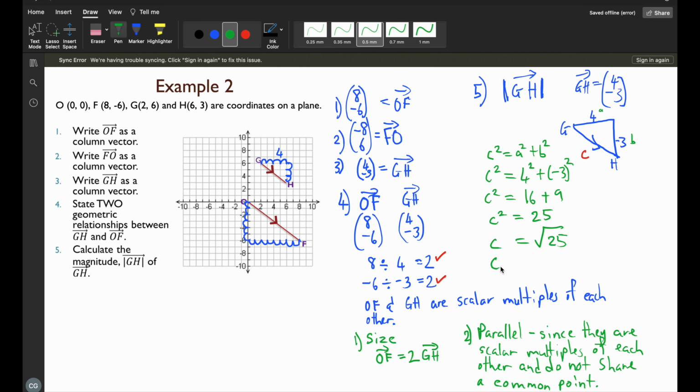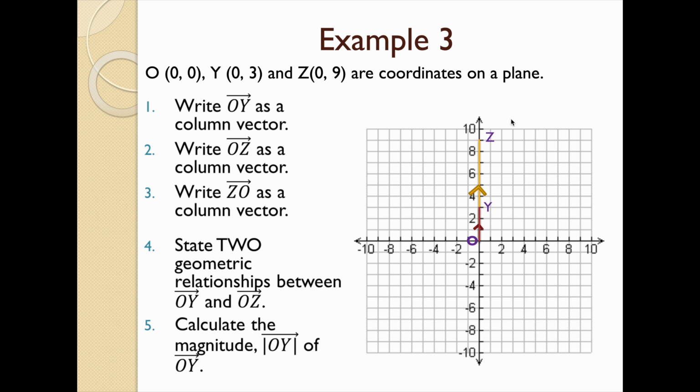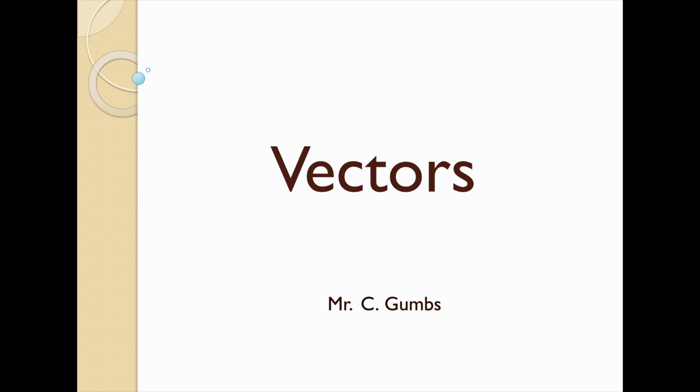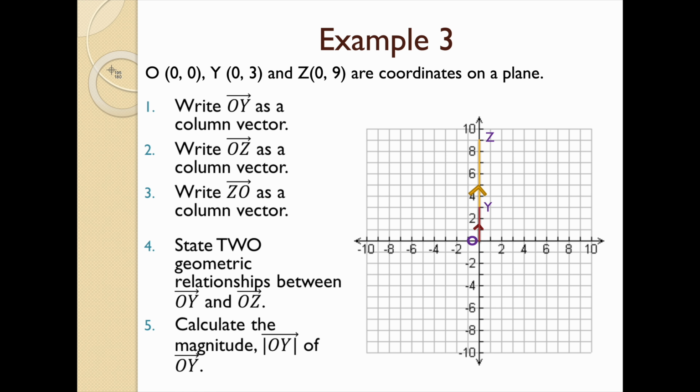The square root of 25 is 5. So my magnitude is 5. The next one, let's see the next one that we have, 3. So this one here shows a collinear because they're sharing some points here, right? So collinear. Because they share the same point, they're going to be collinear.